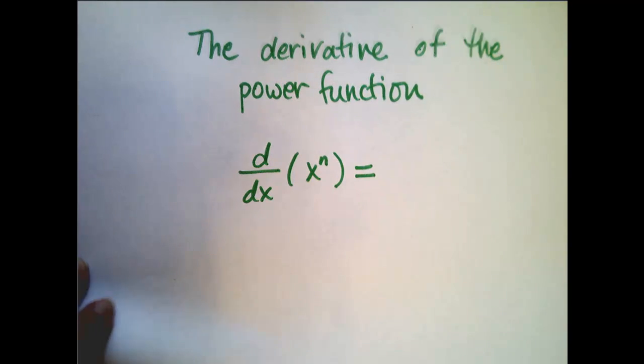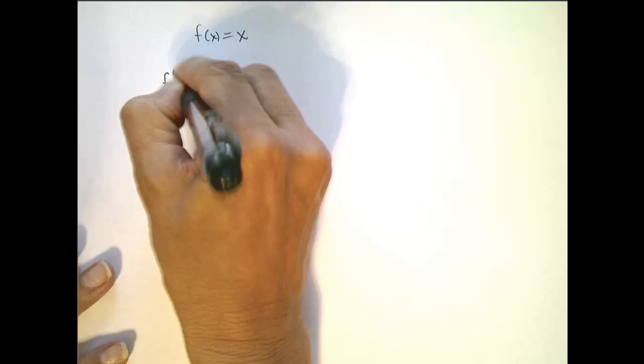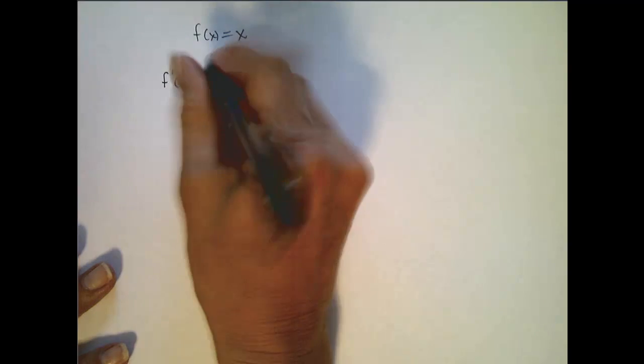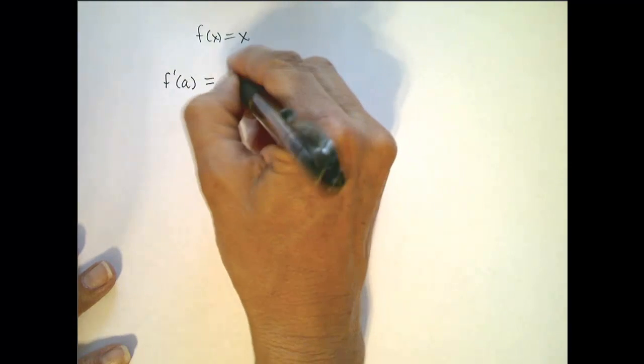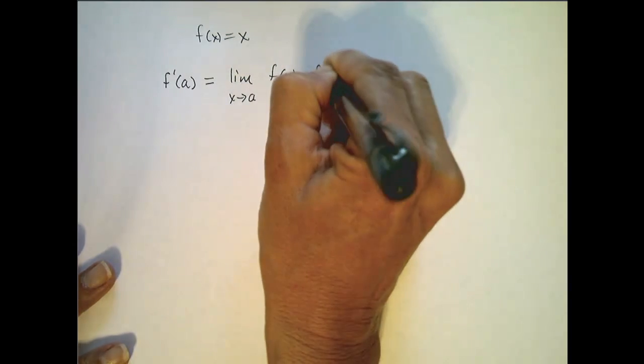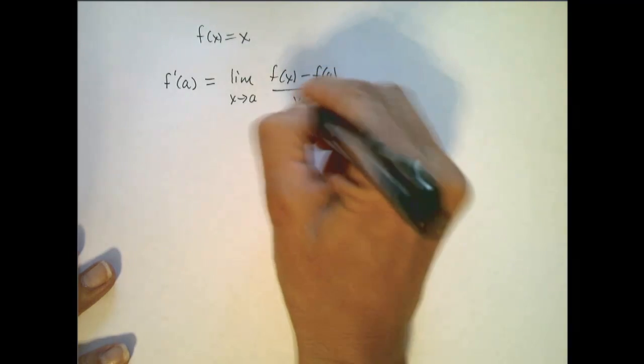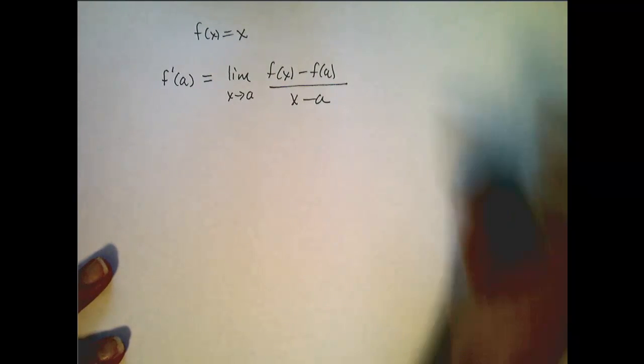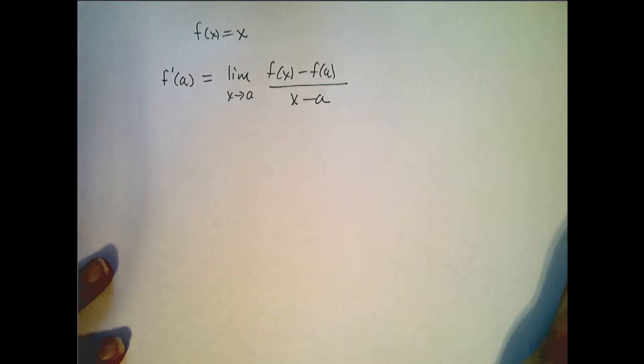So we're going to start with the derivative of f of x equals x. And we're going to use the formal definition, except this time we're going to use this definition of the derivative. We're going to find the derivative at a instead of x, equals the limit as x approaches a of f of x minus f of a all over x minus a. This is the form that we're going to use in this particular case.